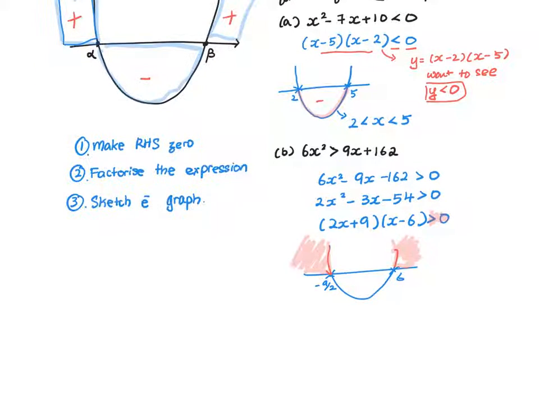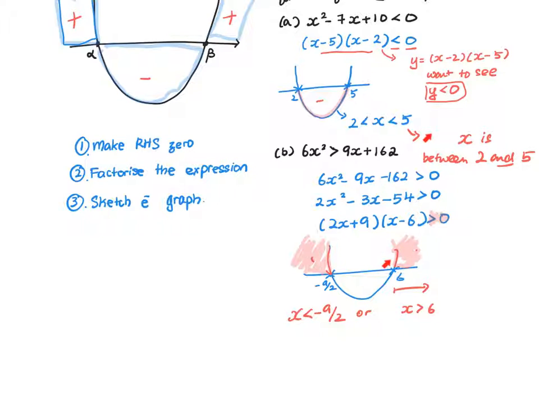This answer will therefore be x greater than 6 or x less than minus 9 over 2. It's "or" because we cannot have the answer satisfying both regions. It's either here or here. So it's x less than minus 9 over 2 or x greater than 6. In the earlier example, however, we say x is between 2 and 5, since x must fulfill both inequalities. Here, x is either less than minus 9 over 2 or more than 6.